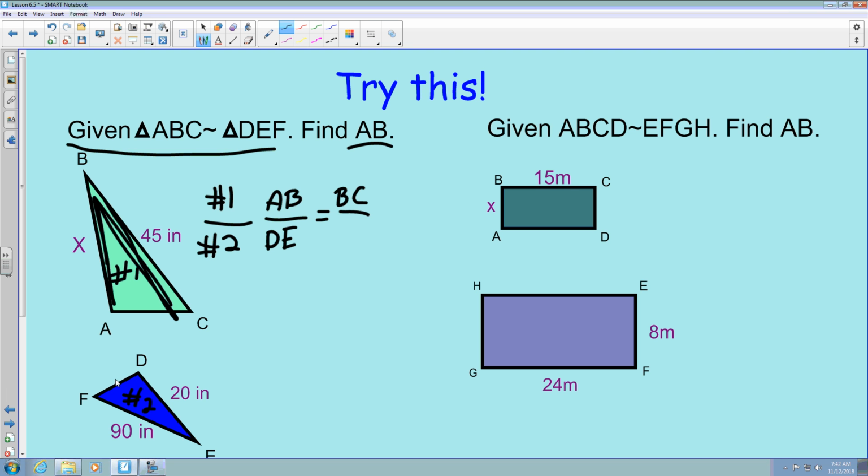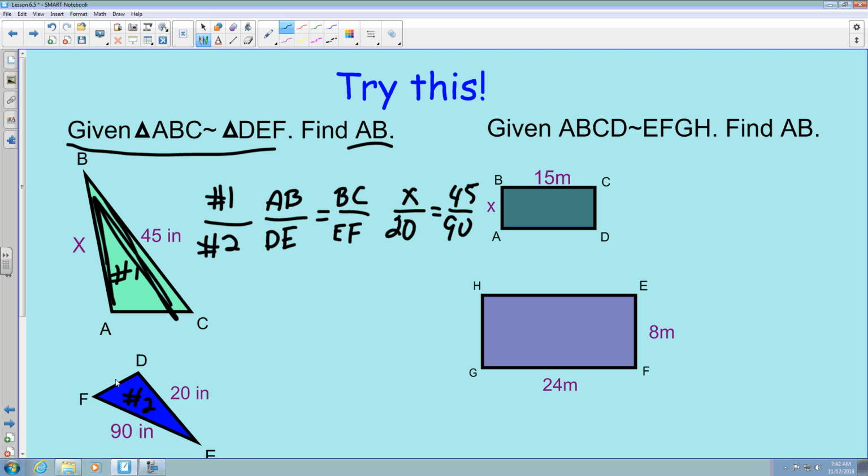All right, second and third, so that means that EF is my corresponding side. So fill in what we need to fill in with the values. AB is a variable x over DE, which is a value of 20. And it's going to be equal to BC, which is 45, over EF, which is 90.